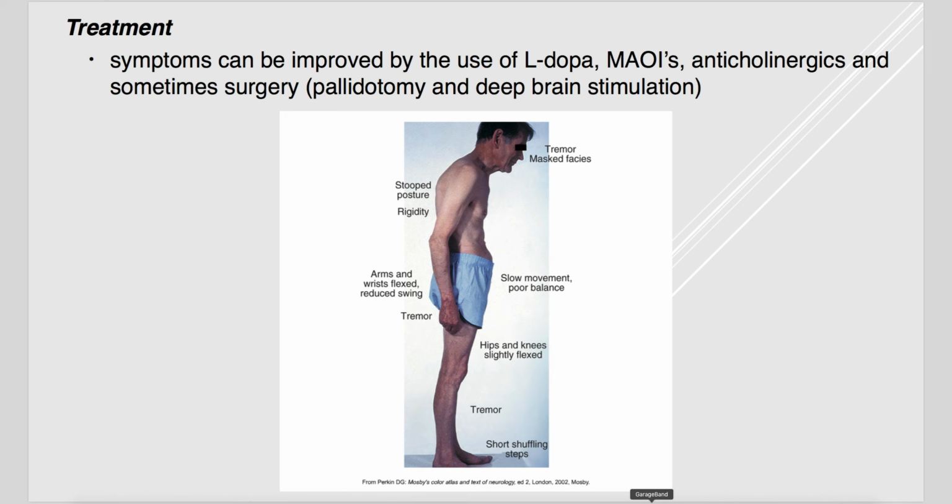Anticholinergics have a lot of different functions in the body. As far as Parkinson's, they help especially with things like oral secretions, but also movement to a degree. Sometimes surgery. These will sometimes be performed in people that have levodopa-induced dyskinesia. Deep brain stimulation is basically placing electrodes into these affected areas of the brain, and it's kind of like a pacemaker for the brain, essentially. A pallidotomy is where you put these electrodes in there and you basically destroy these areas of the brain.